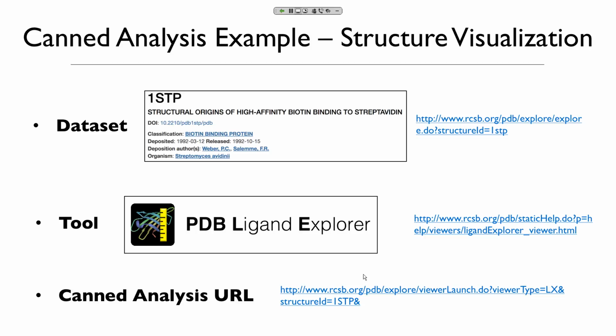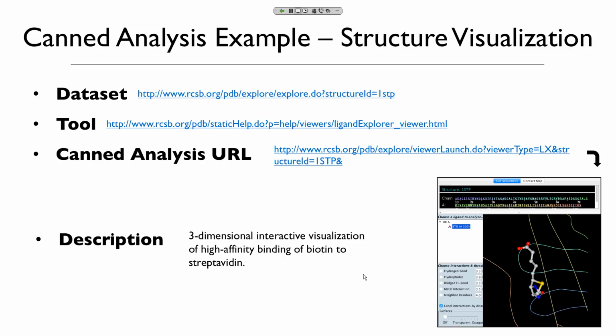Again, the canned analysis URL is a link to a web page which is stored on the PDB website. Upon clicking on it, the user will be redirected to a web page which contains a 3D visualization, in this case, of the binding between biotin and streptavidin.